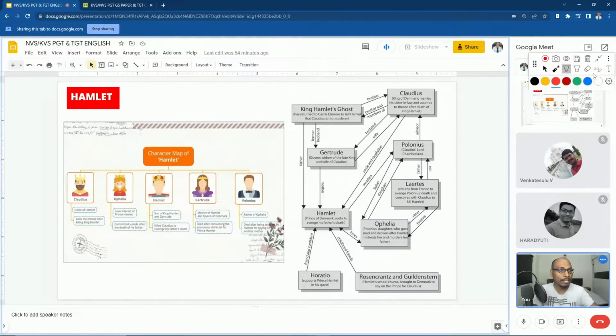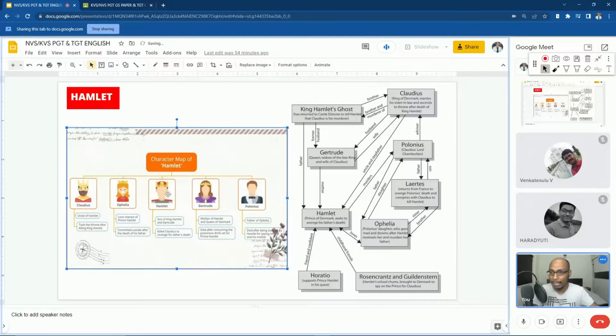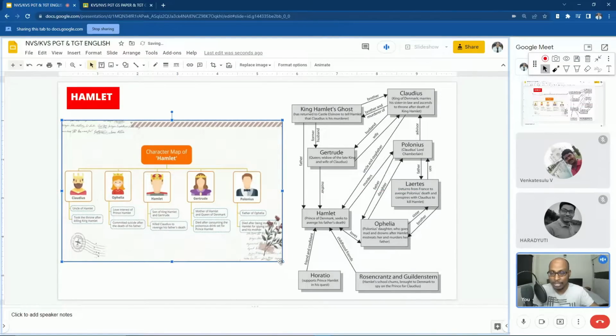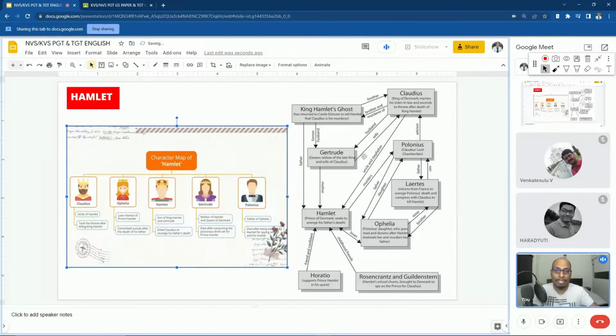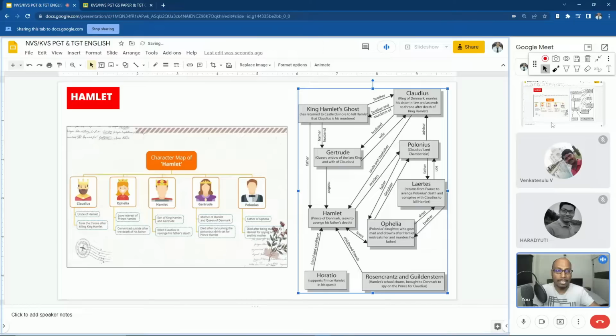So I come with one small strategy: we will first go with the names of the characters, then the relationships among the characters, and then we'll study the mind map. I told you, a mind map always helps us to recollect information. So on the right side of the screen you can see the mind map of Hamlet. Is it visible to you?